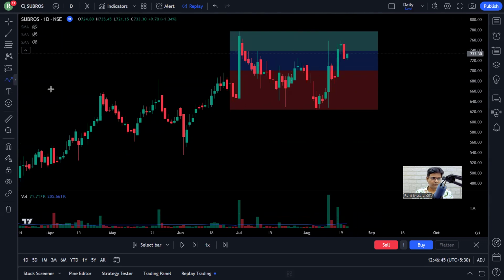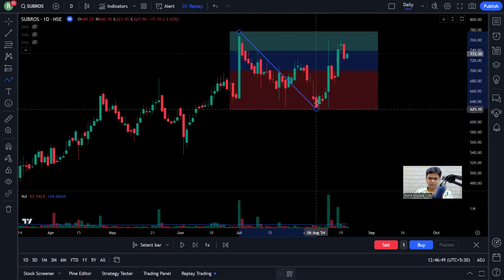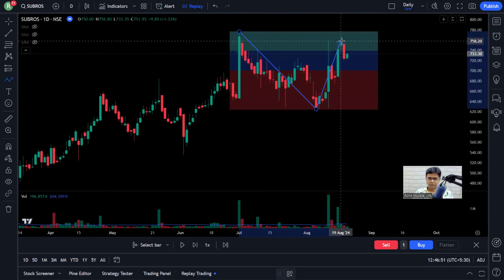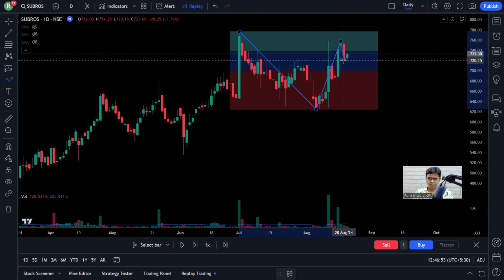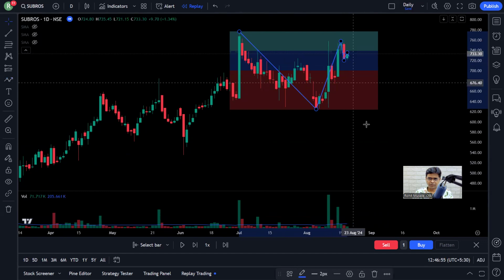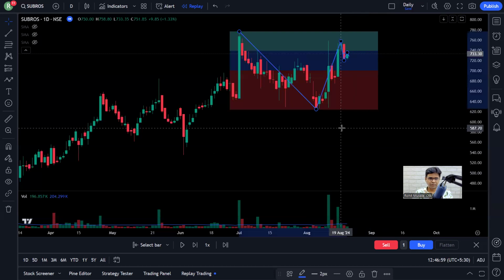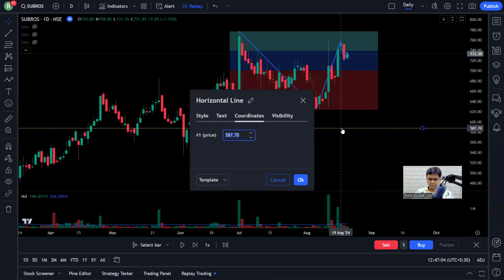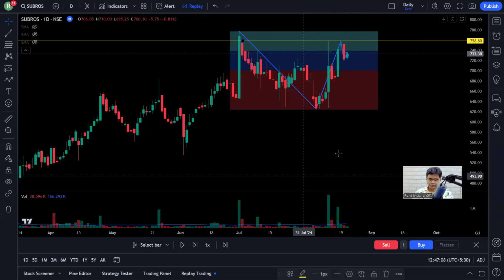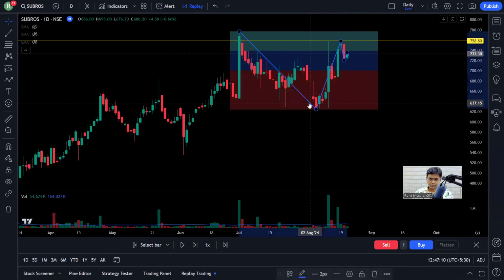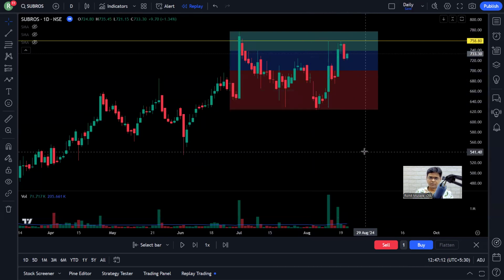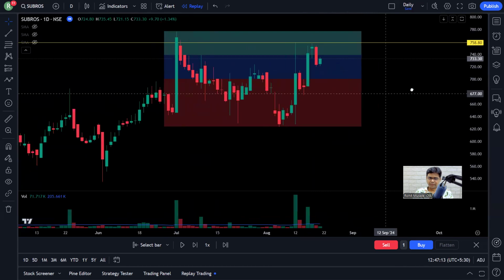So if I draw the base, this is 0.1, that's 0.2, that's 0.3, 0.4, 0.5. So there are 5 points in the base. The yellow line is point number 3, which is 758.80. So this is how the setup looks.